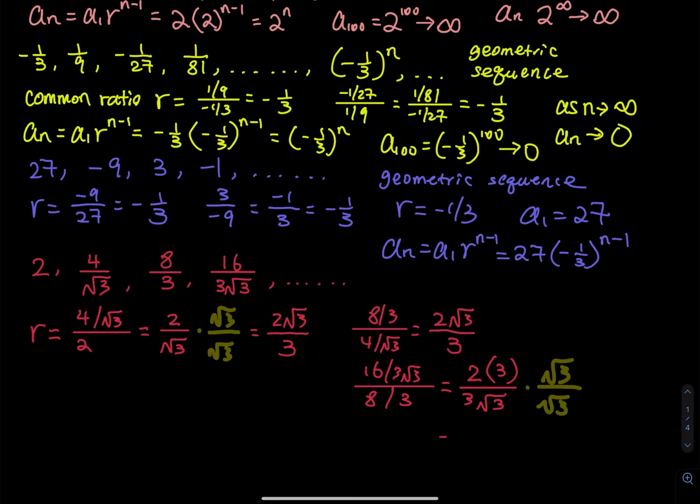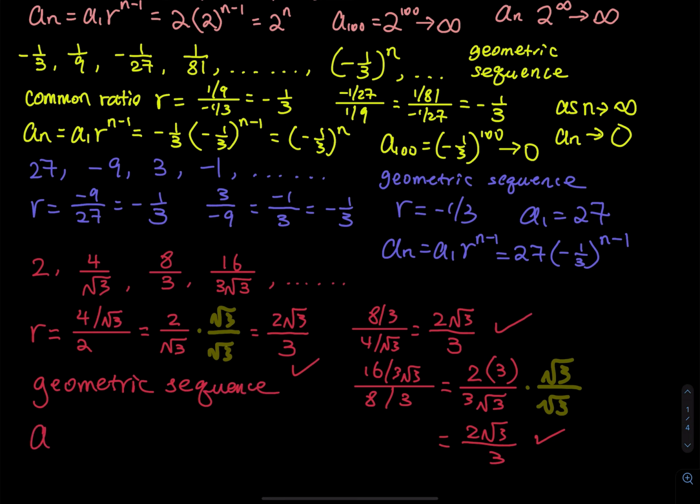So that one, the 3 is gone, right? So you have 2 root 3 divided by 3. So check, check, check. And then we say that this is a geometric sequence. Did I say series? I keep saying series. Sequence.